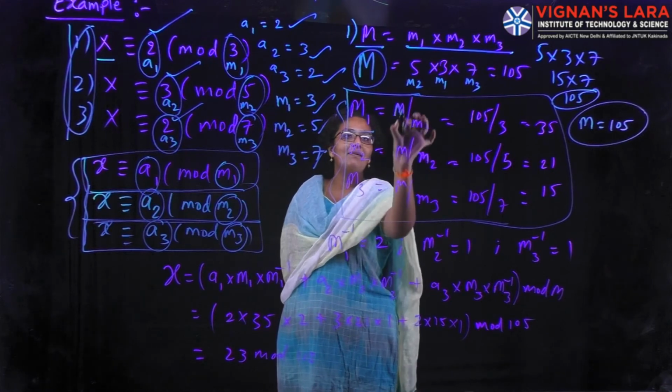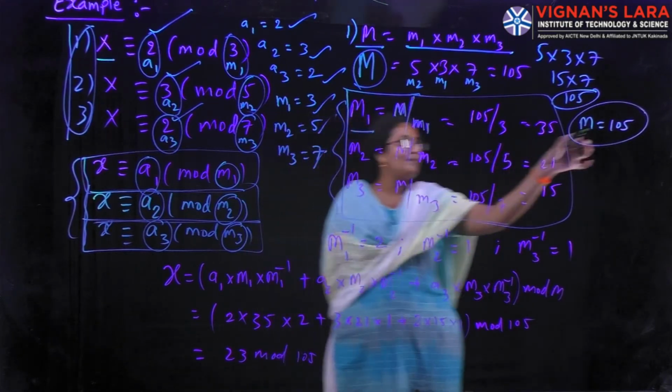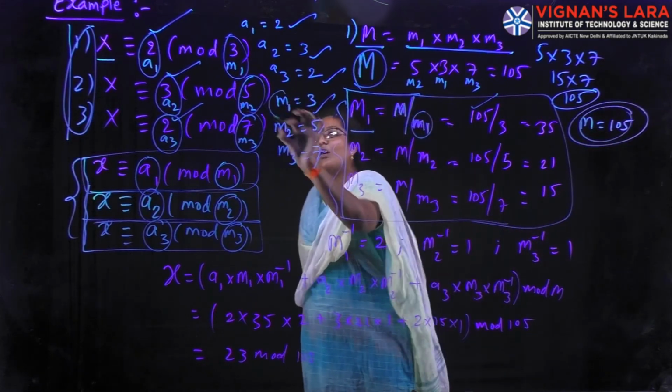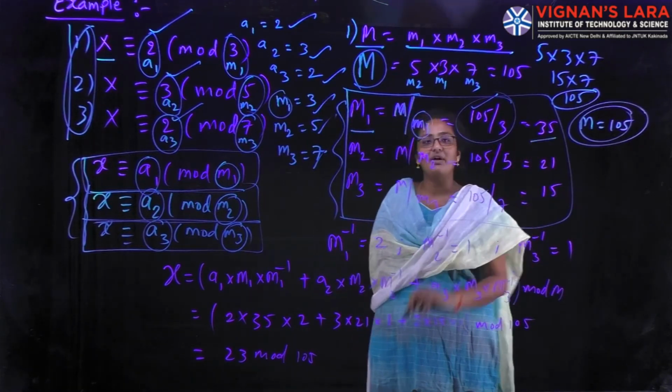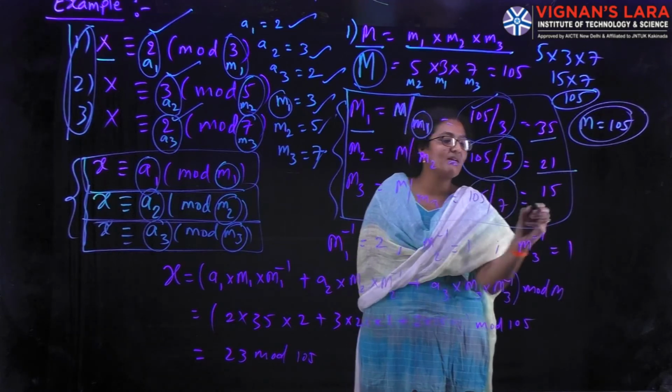Nothing but capital M divided by small m1. So the capital M value we got here is 105. The small m1 value we got from the equations is 3. So 105 divided by 3 is 35. 105 divided by 5 is 21. 105 divided by 7 is 15.